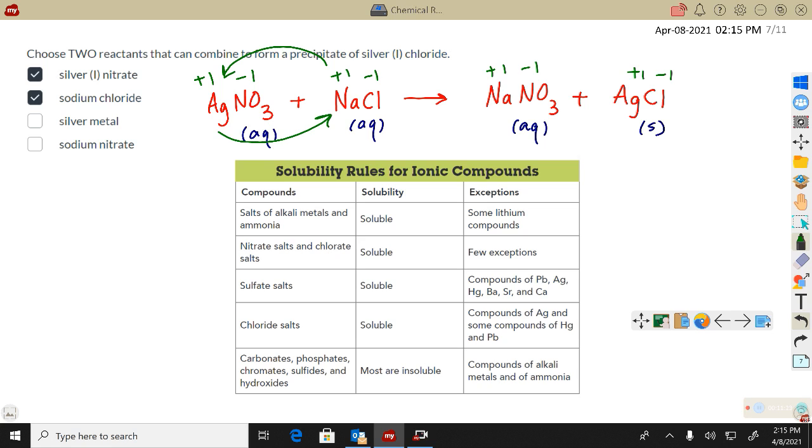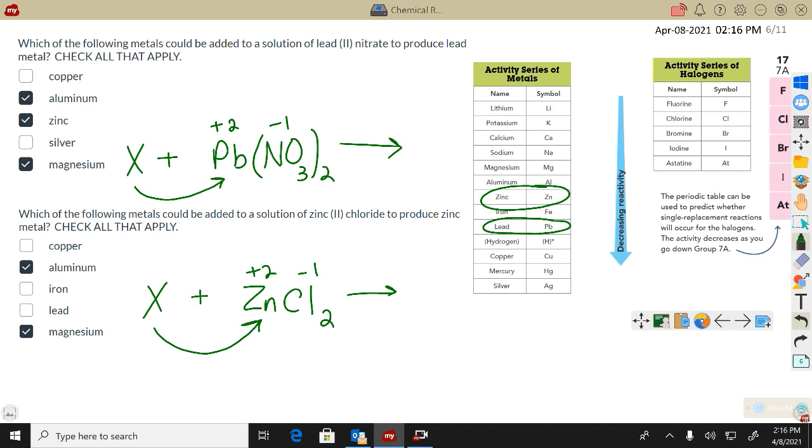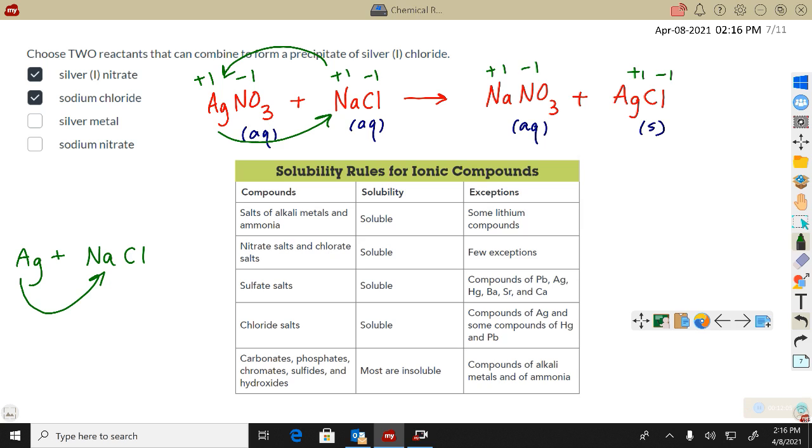Now, I had a few that were trying to do some kind of a single replacement. So a couple times I saw something like this, where they were trying to take silver plus the sodium chloride. And they were thinking, yeah, if we do a single replacement, I would result in the silver with the chloride. But if you look at the reactivity list, this wouldn't work. Silver is at the bottom of the reactivity list, and sodium is way up high. So silver is just not reactive enough to singly replace sodium.